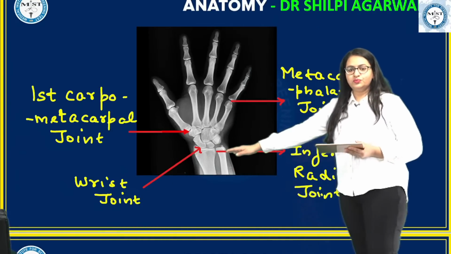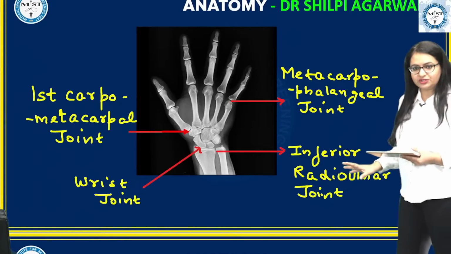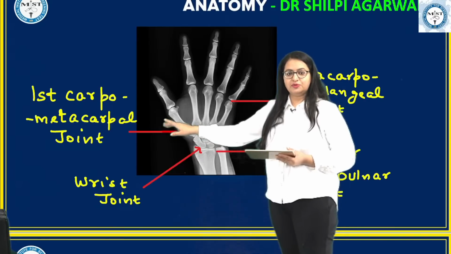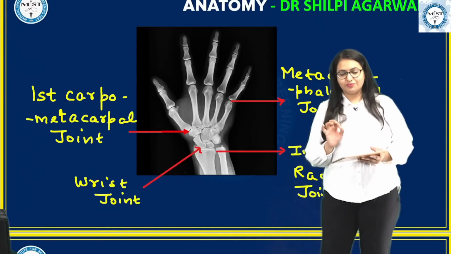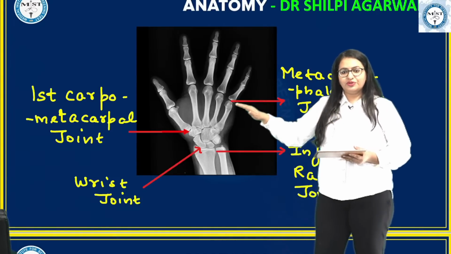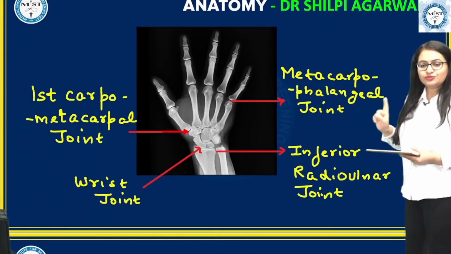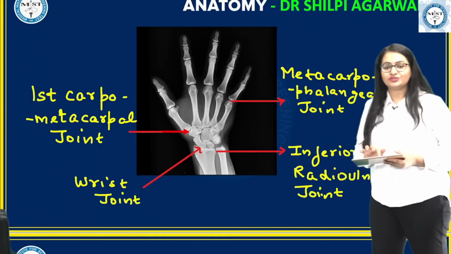Then this one between the radius and ulna, this is what? Inferior radio-ulnar joint. Now as you come towards the hand, this is the carpal bones, this is the first metacarpal. So this joint over here is the first carpometacarpal joint, and you know very well this is the metacarpophalangeal joint. So in this image, you should be able to differentiate all these joints.